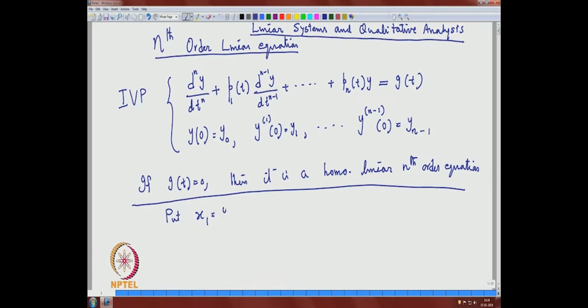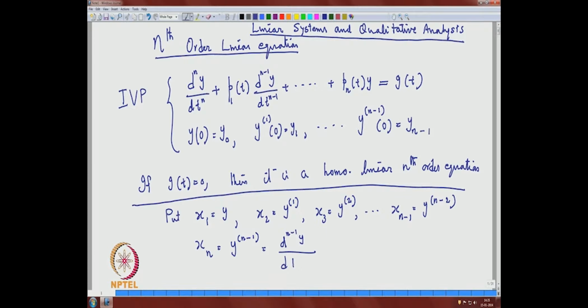x1 equal to y, x2 equal to y prime, x3 equal to the second derivative, etc., up to x_(n-1) equal to the (n-2)th derivative of y, and your last term xn equal to the (n-1)th derivative, that is d^(n-1) y by dt^(n-1).